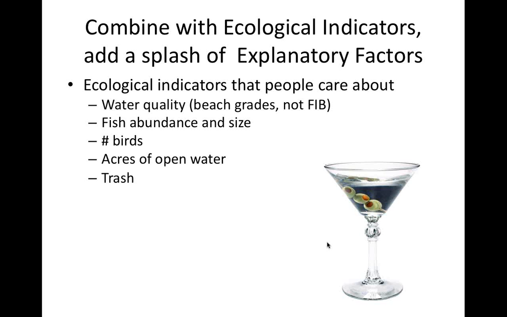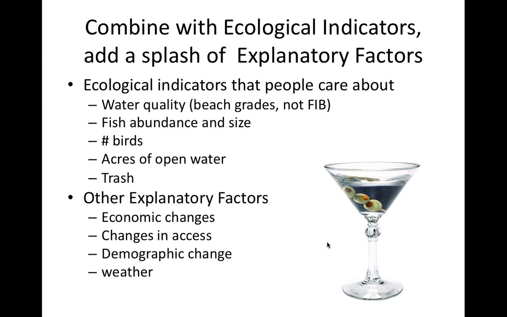Things that are important to human use could be things like water quality, fish abundance and size, number of birds, number of species of birds, acres of open water if we're talking about an estuary, trash on the beach. These are things that are important to people and help us understand the changes in values, but they're not necessarily the things that biologists may think of when trying to measure the ecosystem.